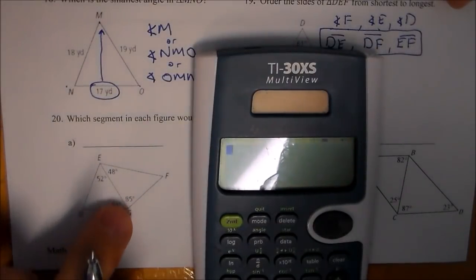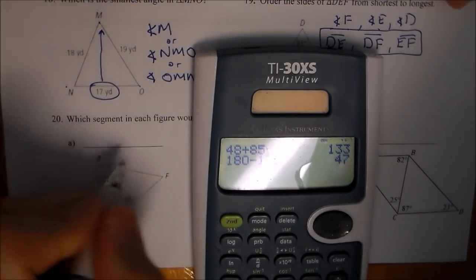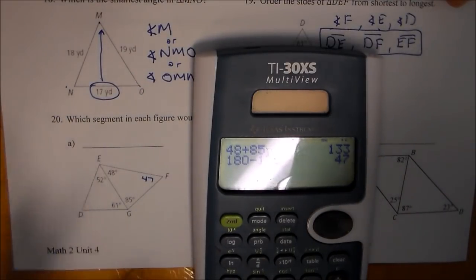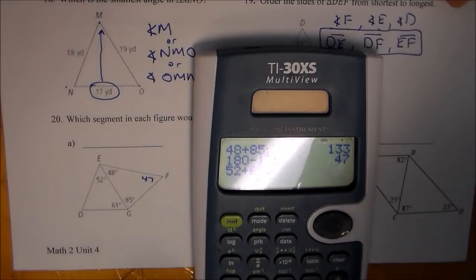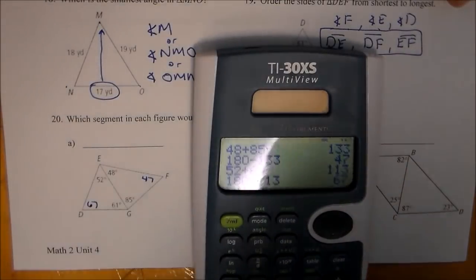So I have 48 and 85. I'm going to add those together. That's 133. I'm going to subtract that from 180 and I get 47. I am then going to look in this triangle. I have 52 plus 61 is 113. 113 from 180 is 67. So I found all my angles.